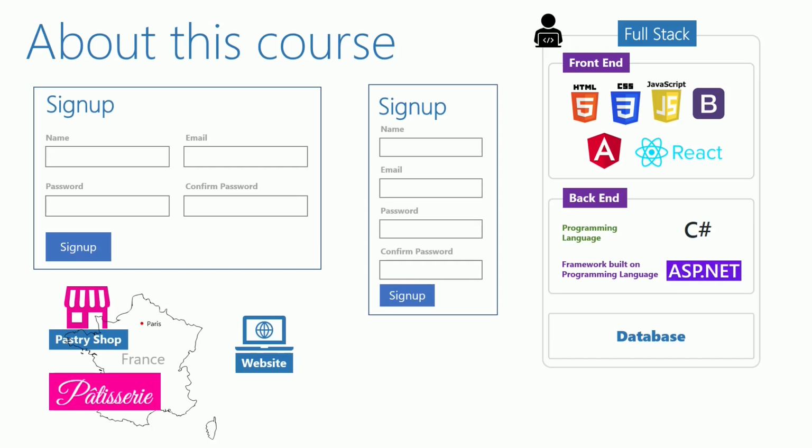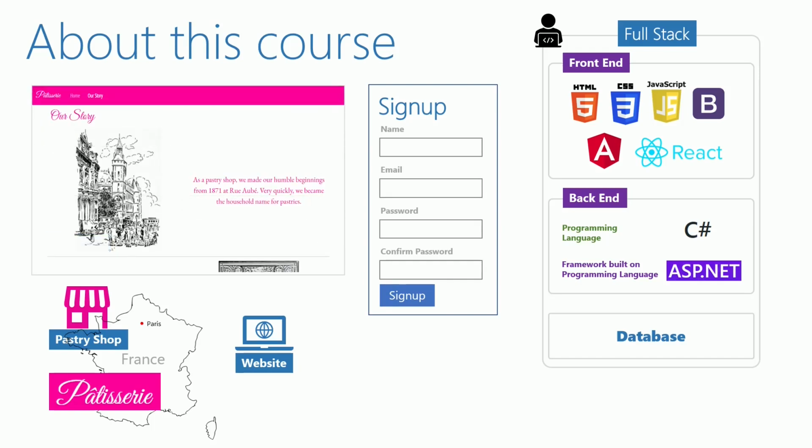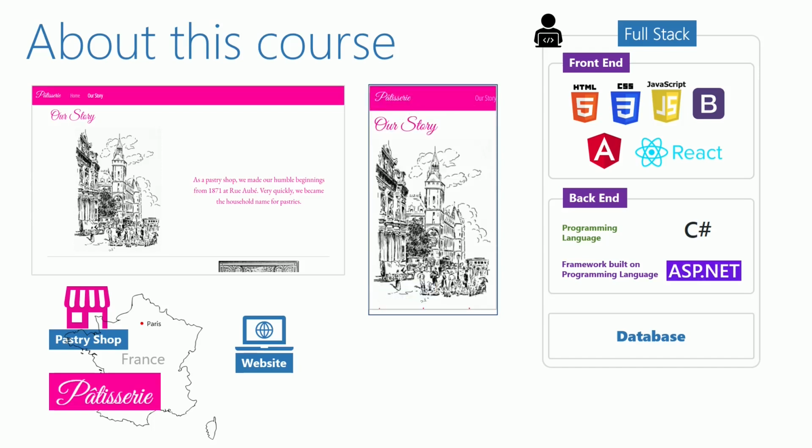In this first part of this course, we are going to develop the Our Story web page for Patisserie website. This is how the page will look like. This page details about the humble origins of the pastry shop and how they prepare their recipe. We will make this page look like this in a mobile phone. This page will be implemented using HTML, CSS, and Bootstrap.